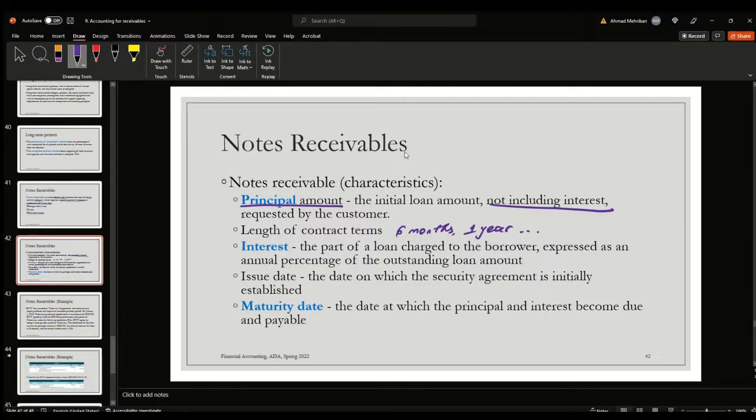Interest is the part of the loan charged to the borrower, so it can be really high like 10%, or 3.5%, 7%, and so on. The issue date is the date on which the security agreement is initially established, the date when the contract has been signed. And lastly, the maturity date is the date at which the principal and the interest must be paid.